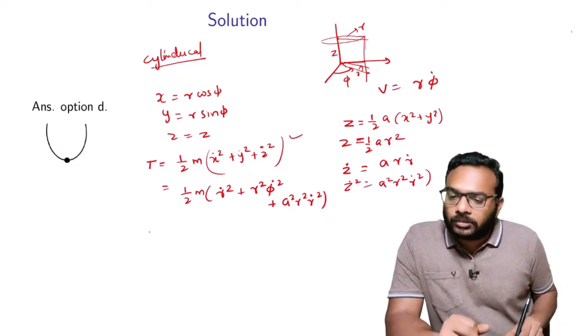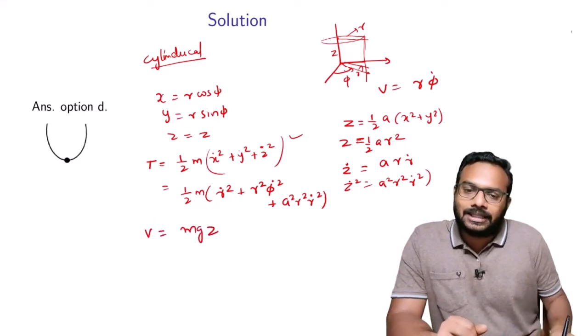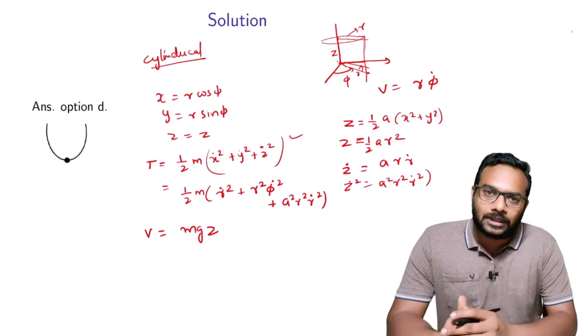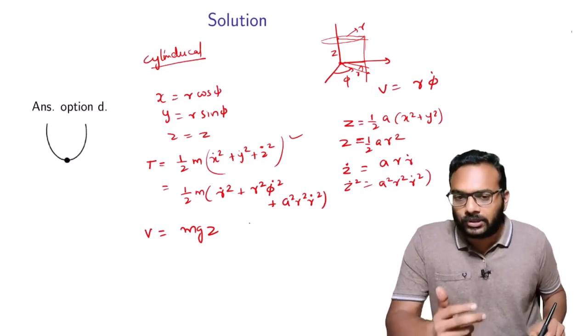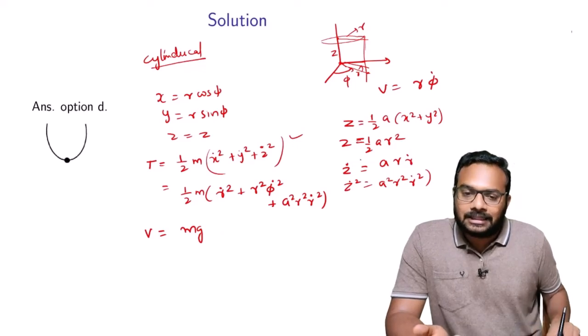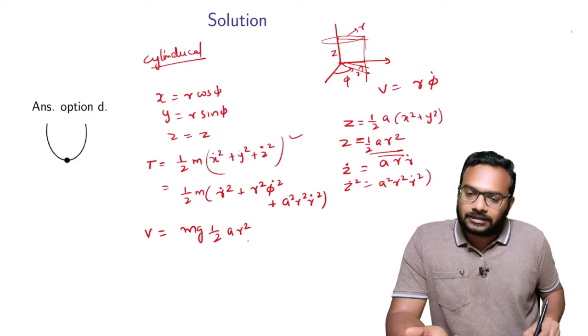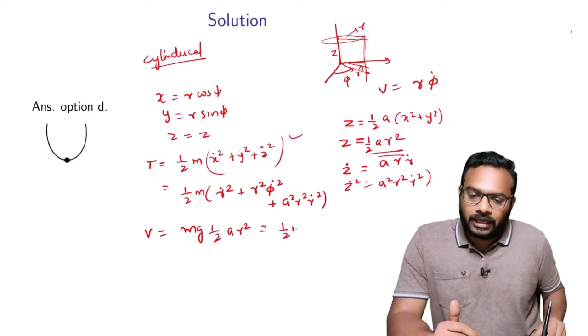Now, what about the potential energy? V is equal to mgz. We can take the origin as the zero gravitational energy point, or the reference point. So it's mgz, and what's z? Z is equal to half A R square. So it's mg times half A R square, which is half mg A R square.